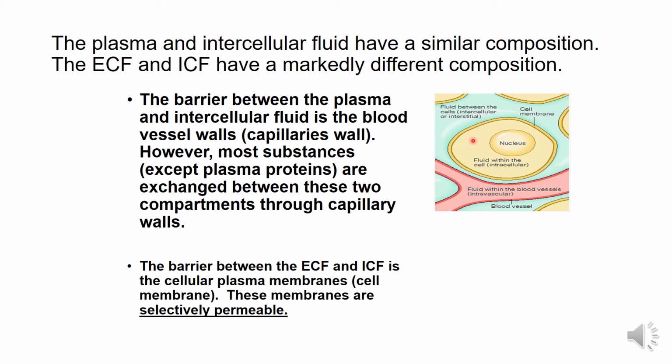And the barrier between the cells, the intracellular fluid inside the cell, and the interstitial fluid is the cell membrane, and this cell membrane is selectively permeable. It is not allowing easy movement of electrolytes through it. That's why the composition of intracellular fluid and interstitial fluid, or extracellular fluid, is quite different.